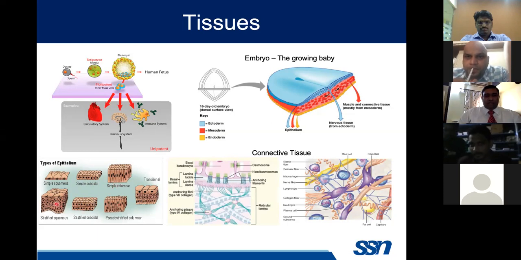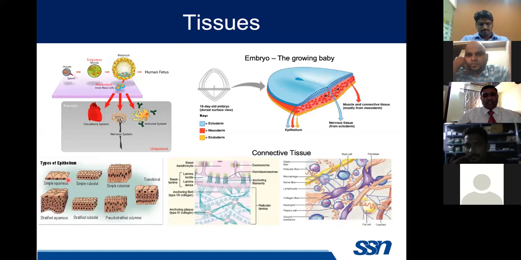Many different types are there, like transitional epithelium. Then pseudostratified, where all the cells are attached to the basement membrane, but it appears as many layers because of the nuclei at different levels. And this is a stratified cuboidal. So stratified squamous and stratified cuboidal. Stratified means when it is multi-layered.